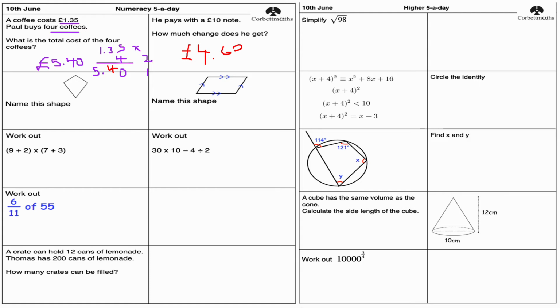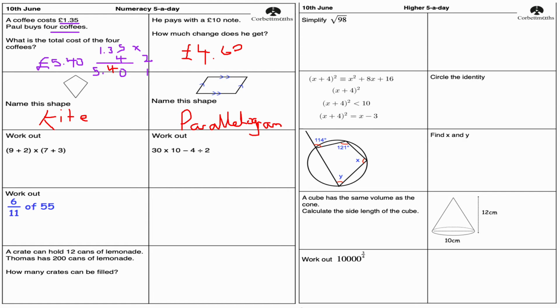Okay, name this shape. This shape is called a kite, guys. Okay, name this shape. This shape is called a parallelogram. Okay, so it's parallel-ogram. It has 2 sides of parallel sides, hence the name parallelogram.